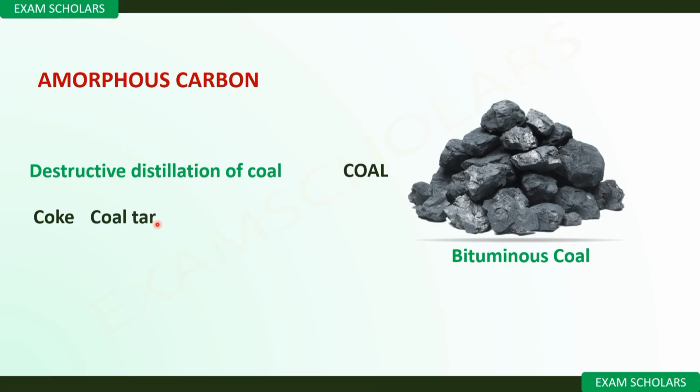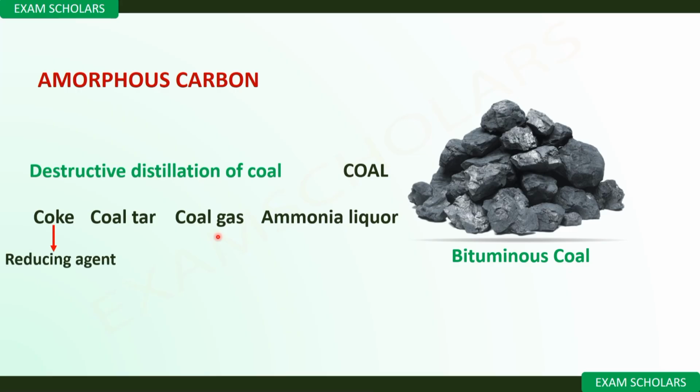Now we have coal tar again. Coal tar is a liquid. Then we are going to have coal gas. Then we have another liquid which is known as ammonia liquor. So destructive distillation of coal, what are you going to get? You are going to get a solid that is known as coke. You are going to get a liquid that is known as coal tar, another liquid that is known as ammonia liquor. Then you are going to get some gases which are called coal gas.